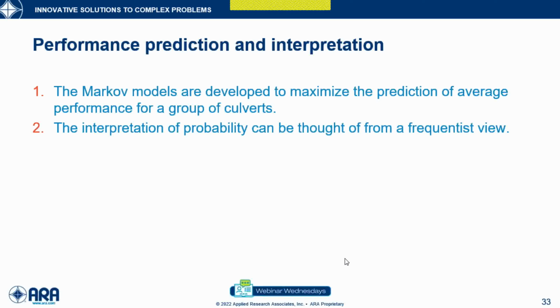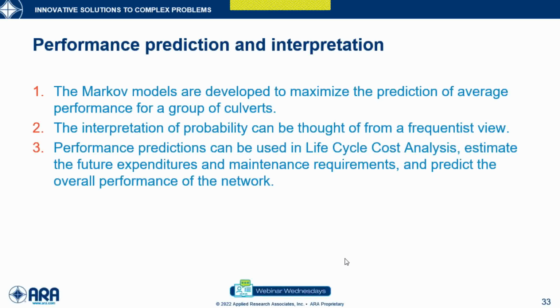However, the way that we interpret the data would be different. And there are other tools with the Bayesian analysis that would give you more insights into the performance of individual culverts. The third point is basically how this should or could be used. It obviously can be used for life cycle cost analysis, estimating future expenditures, maintenance requirements, and overall performance of the network.